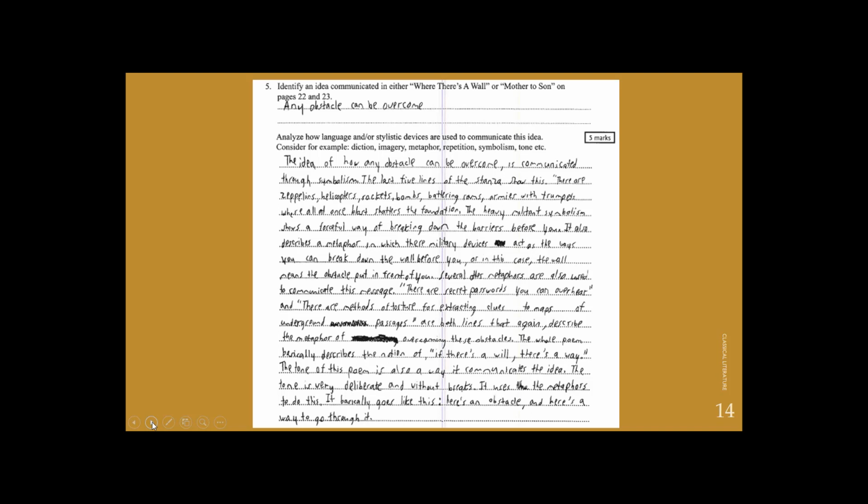So in this one, the idea of how any obstacle can be overcome is communicated through symbolism. The last 5 lines of the poem show this. There's zeppelins, helicopters, rockets, bombs, battering rams, armies with trumpets, where all at one blast shatters the foundation. The heavy militant symbols show a forceful way of breaking down the barriers. It also describes a metaphor in which their military devices act as the ways you can break down the walls. So you can see they're explaining the connection.